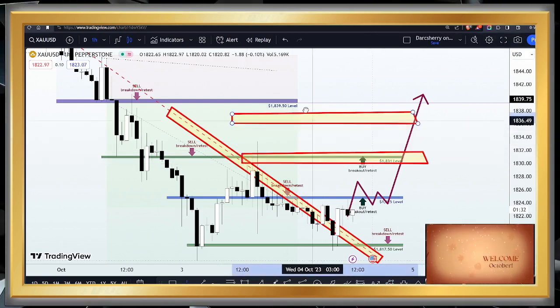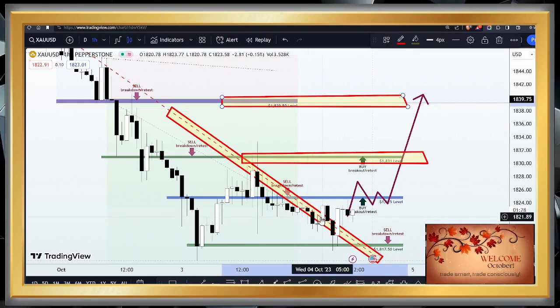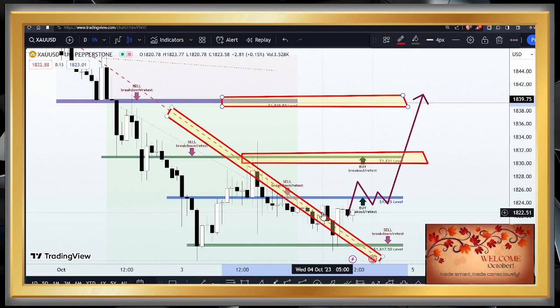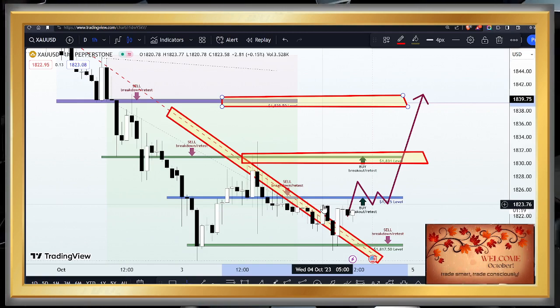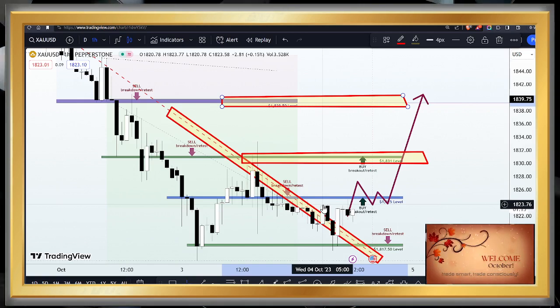And if price continues to climb, another breakout of the $1,839.50 level will welcome more buying opportunities in this market. So at this point in time, considering the fact that price remains above that descending trend line, we continue to look out for buying opportunities here.